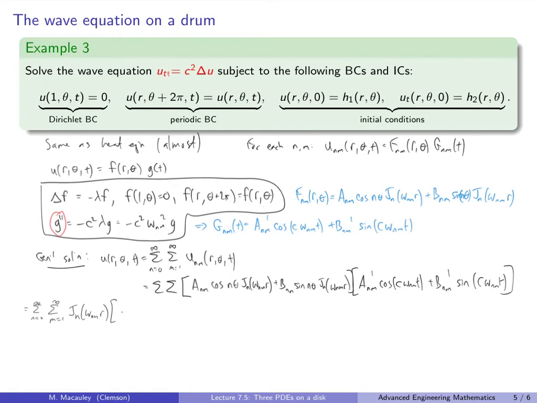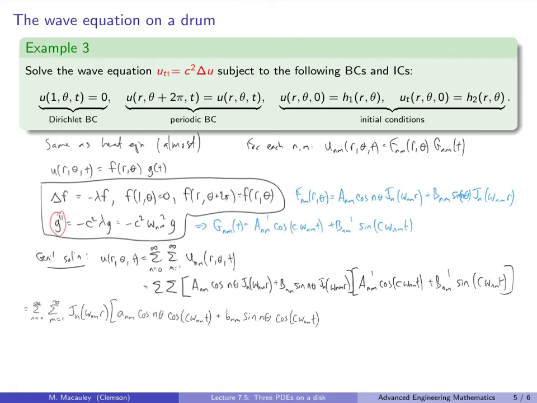Let's call this little a nm. So I'm going to rename my coefficient. That's this guy times that guy. So little a nm times cosine of n theta times cosine of c omega nm t. Now the next term, how about a sine times this cosine? So plus, I'm going to call that bnm sine of n theta times cosine of c omega nm t.